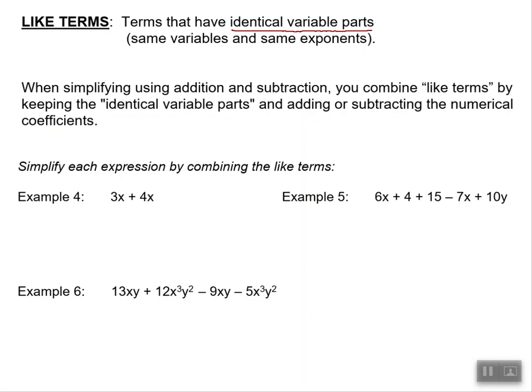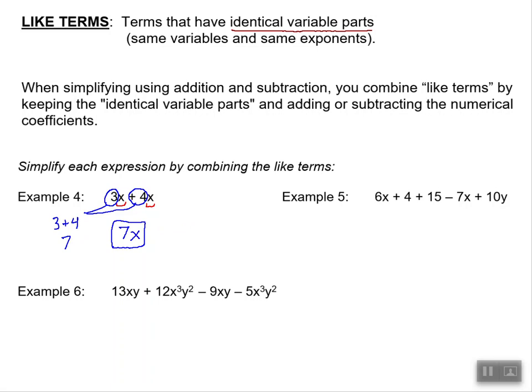Let's look at example 4. I have 3x plus 4x. Well, my identical variable parts are just simply these x's, and they are identical. And since those are identical, I can take their coefficients, 3 and 4, and add them together. I'm going to come off and do that over here. 3 plus 4, of course, is 7. So 3x plus 4x will be 7x. The variable part stays the same, and the coefficients combine together using our math.